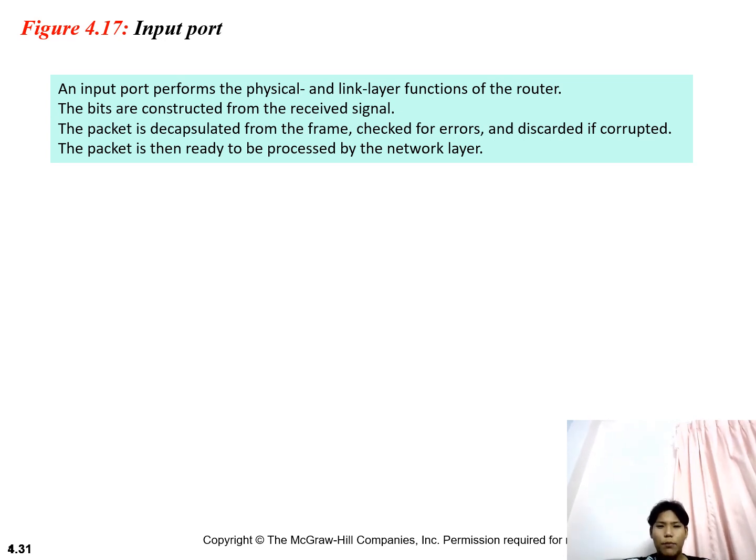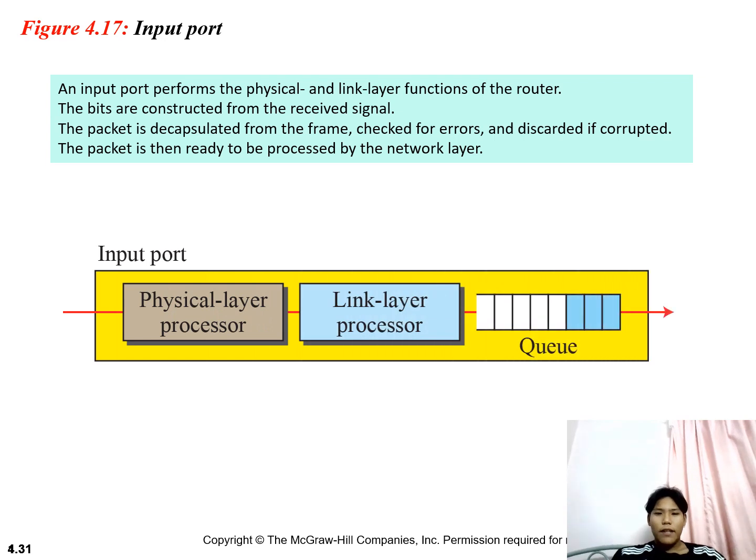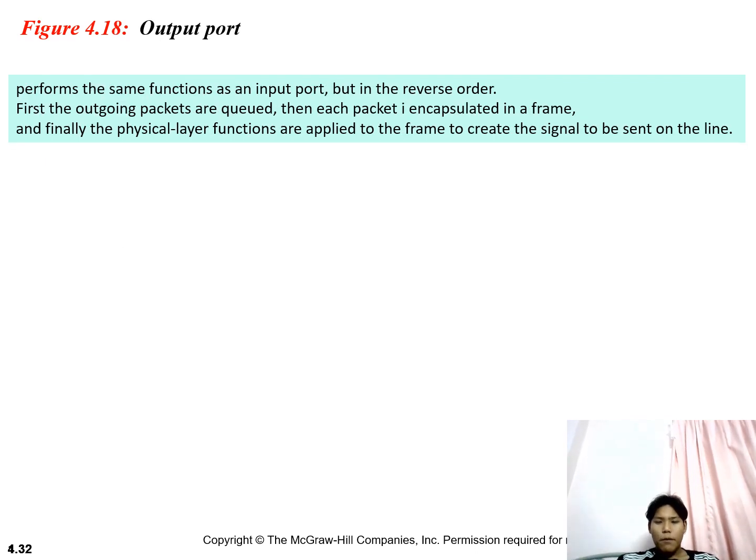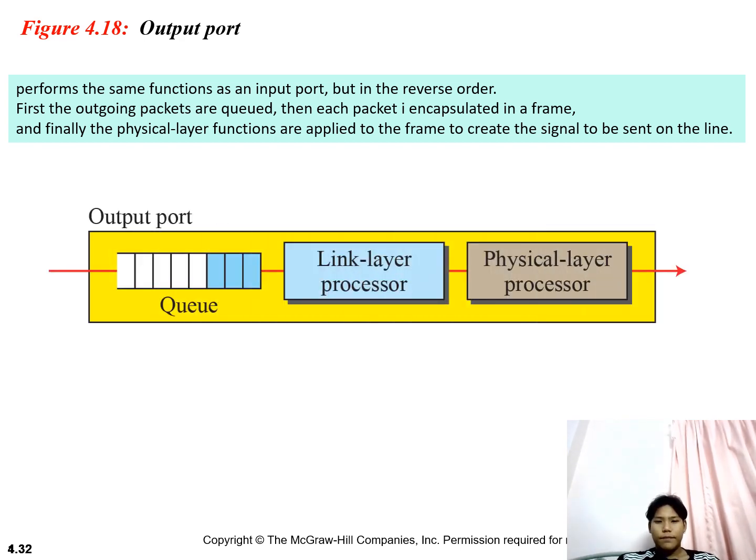Input port. An input port performs the physical and link layer function of the router. The bits are constructed from the received signal. The packet is decapsulated from the frame, checked for errors, and discarded if corrupted. The packet is then ready to be processed by the network layer. The output port performs the same function as an input port, but in the reverse order, like this.